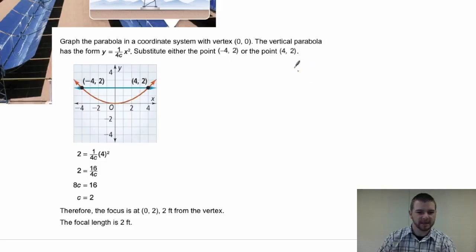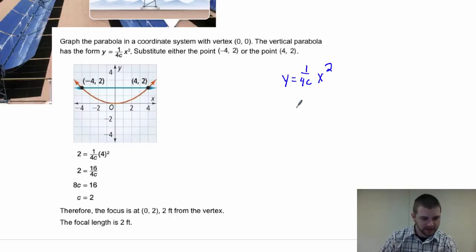So what is meant by this is to find c, substitute one of our known points of the parabola, either -4, 2 or 4, 2, into the equation y equals 1 over 4c times x squared. Much as we have done in the past, we can substitute in known values of x and y in order to solve for any other unknown variable, in this case c. The book has chosen to use 4 and 2. That would have been my choice as well, just so that we can avoid a possible error with negatives. If you have the choice to use all positive values, it's probably best that you do.